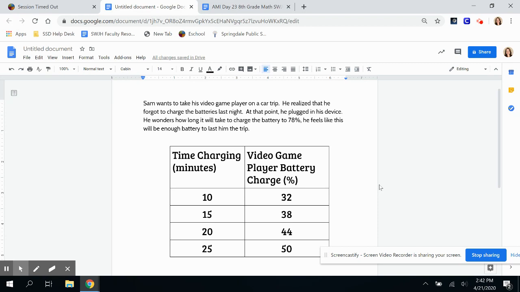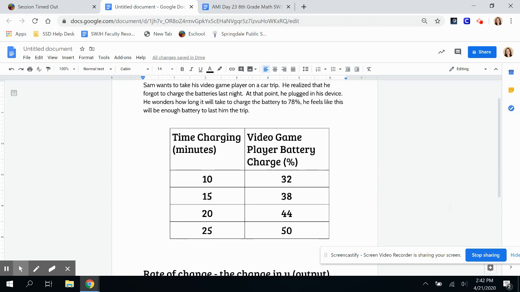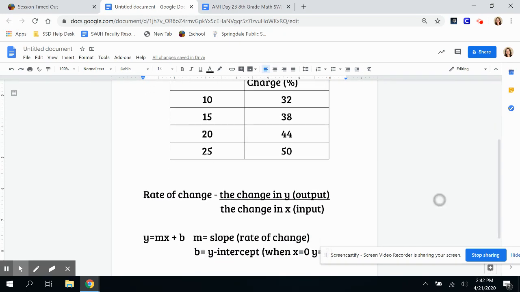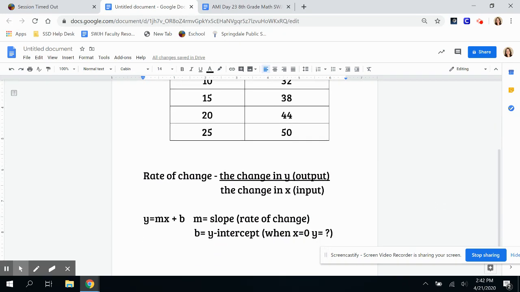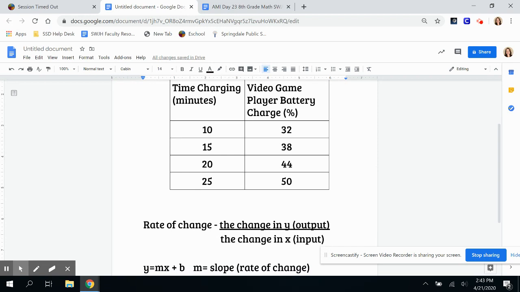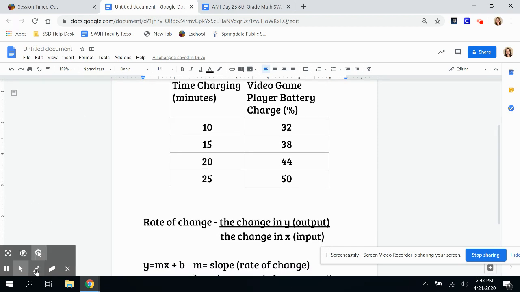So when you have a table, you need 2 things. You need the rate of change, and the rate of change is the change in y, which is our output, and then change in x is our input. And you also need the y-intercept. So when x is 0, y is what? That is our y-intercept. So let's go find the rate of change. What is the constant rate of change here?